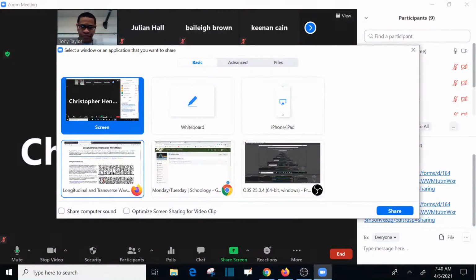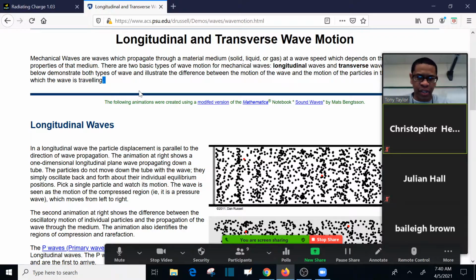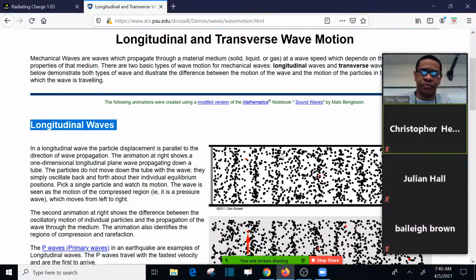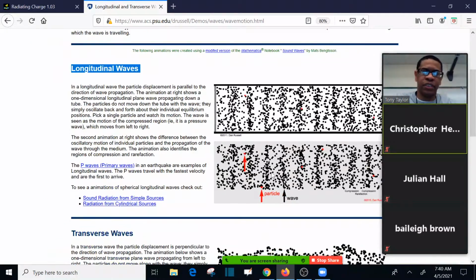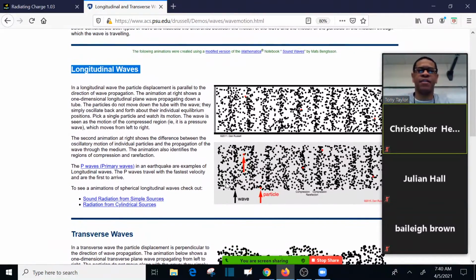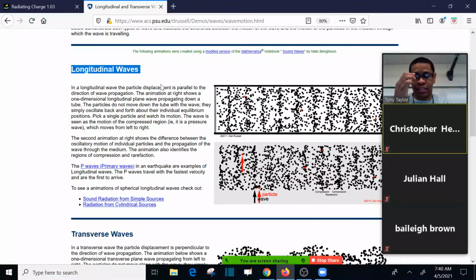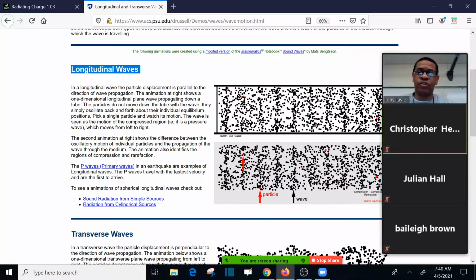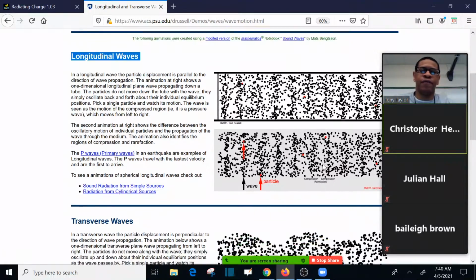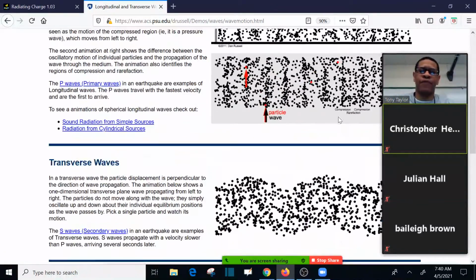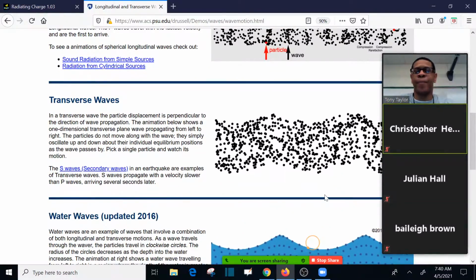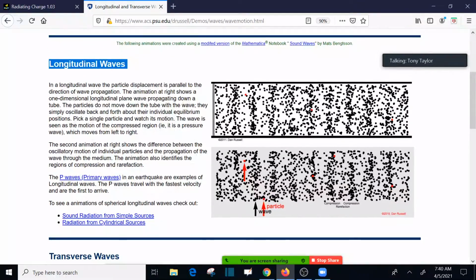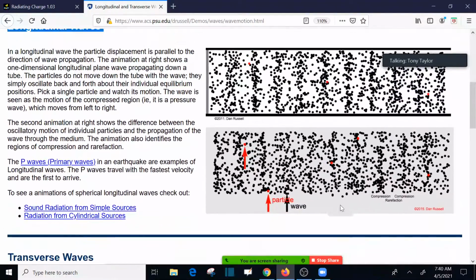Okay. So, as you guys already know, a longitudinal wave is basically a wave that is moving parallel to the direction of wave propagation. A transverse wave is a wave that is moving perpendicular to the direction of wave propagation. And of course, we've already talked about this before.